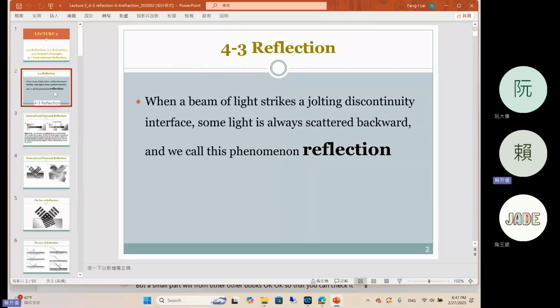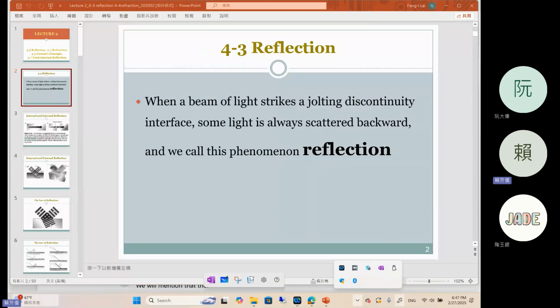First, we will mention a very important property of optics, and most of you already know it: refraction.